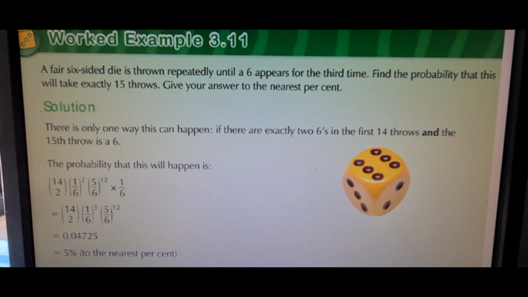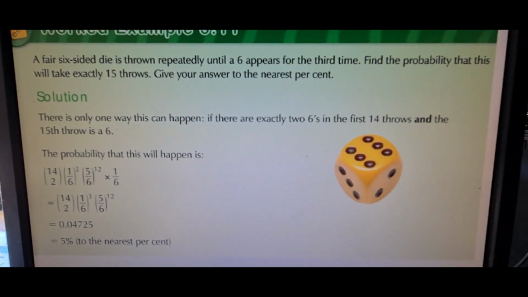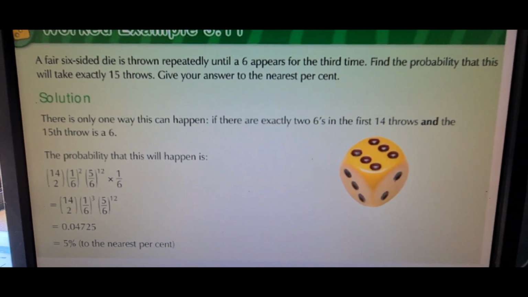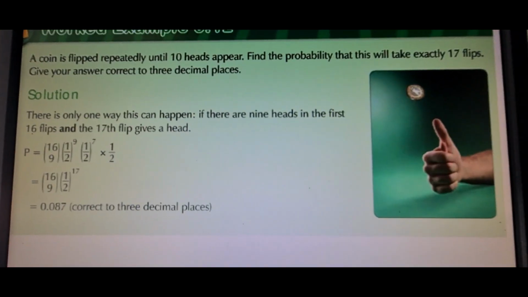Okay, so that's a restricted Bernoulli because we already know what's happening on the 15th throw. It's what happened on the previous 14 throws that you then concern yourself with. So that's the first example.